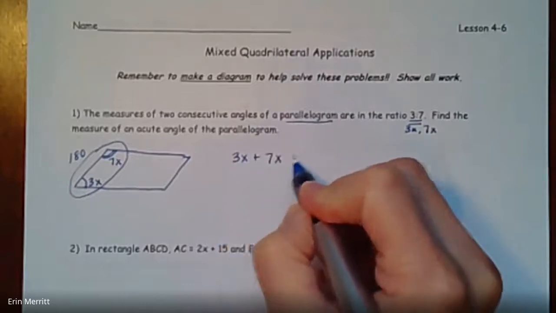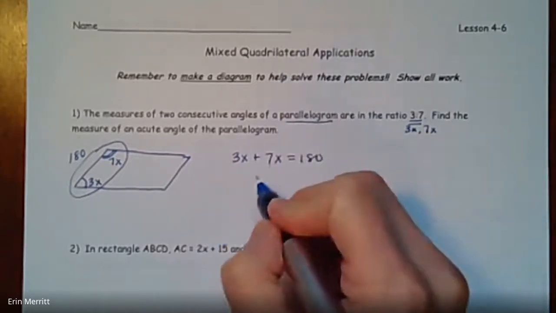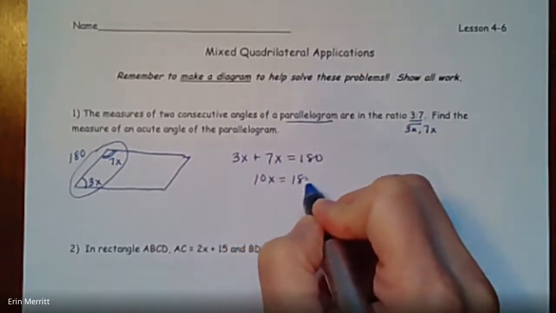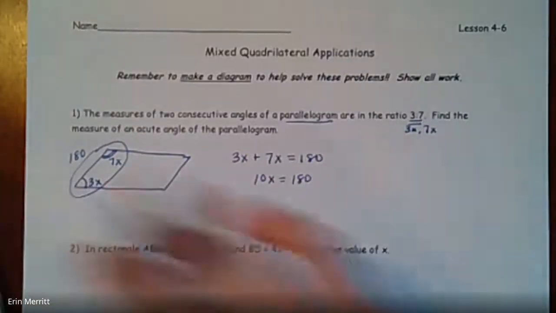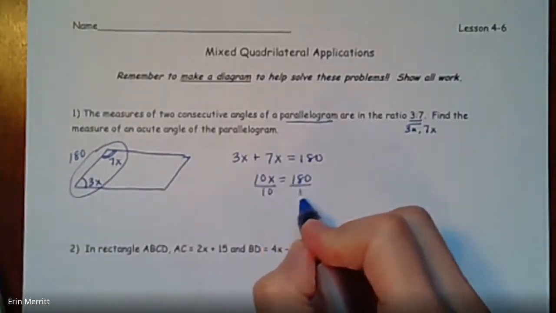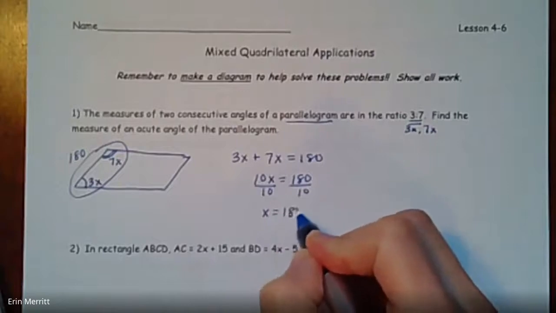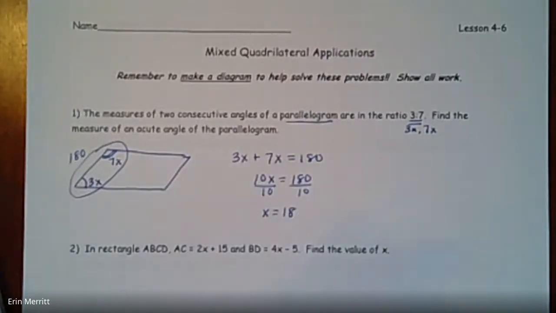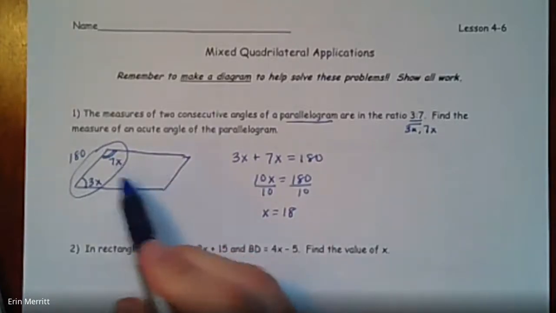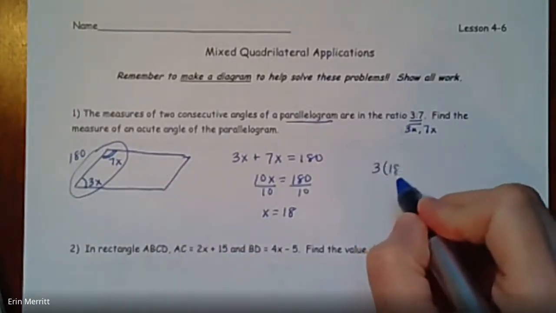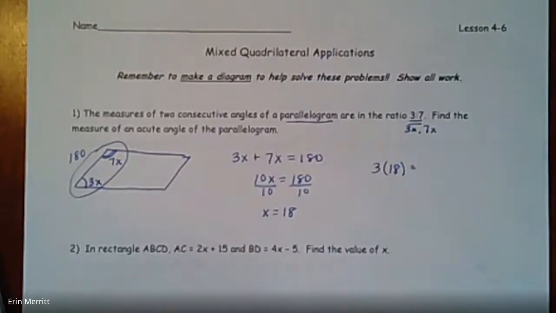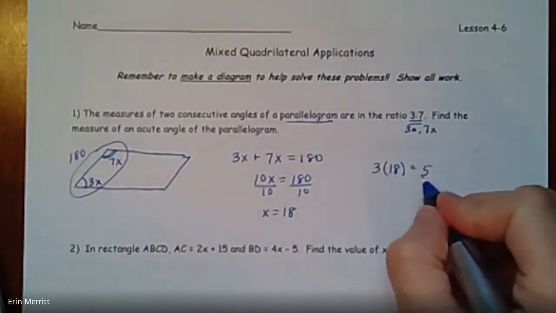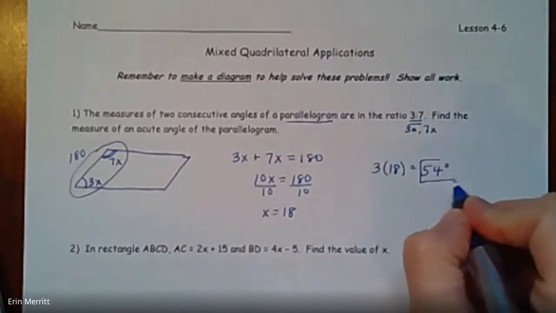So 3x plus 7x equals 180, which we know means 10x equals 180. And I hope your calculator's nearby. If you divide by 10, that's just going to eliminate the 0. x comes out as 18. But it says find the measure of an acute angle in the parallelogram. Well, there's 2 acute angles, 2 obtuse. So the acute one would be 3 times 18. And so if we do 3 times 18, that would be 54 degrees.